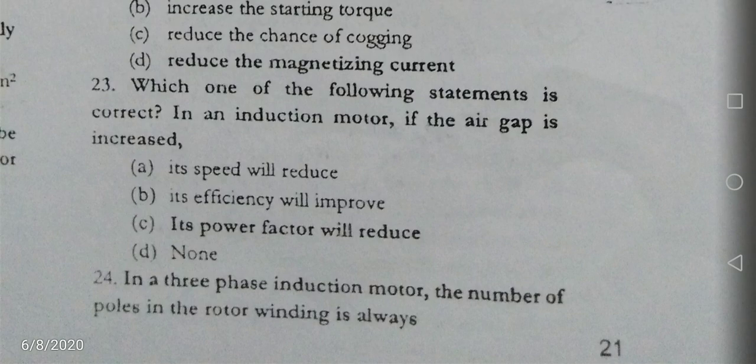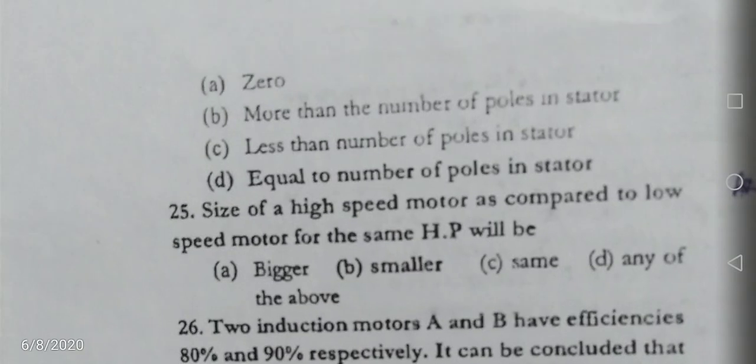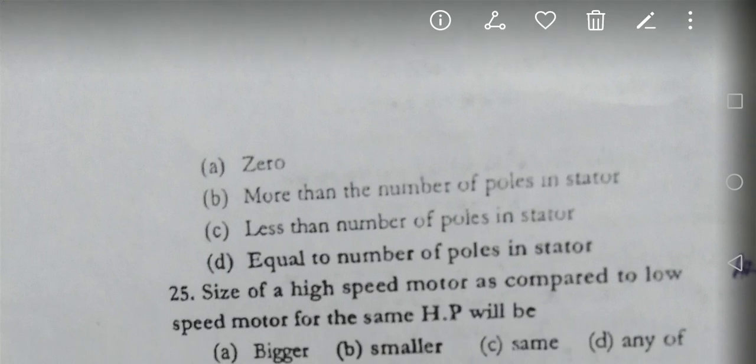In a three-phase induction motor, the number of poles in the rotor winding is always the same as the stator. A is zero, B is more than the number of poles in the stator, C is less than the number of poles in the stator, and D is equal to the number of poles in the stator.